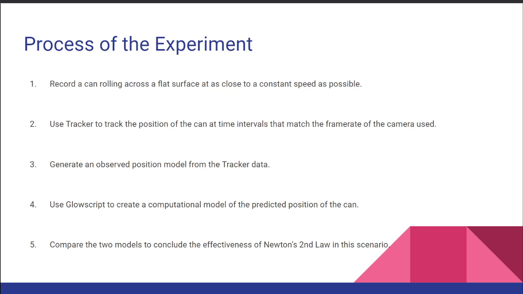As for the process that was followed for this experiment, it went as follows. We recorded an object rolling across a flat surface at close to a constant speed. We used Tracker to track the position of the can at certain time intervals that match the frame rate of our camera. We generated an observed position model from the tracker data. We used GlowScript to create a computational model for the predicted position of the can, and we compared the two models.